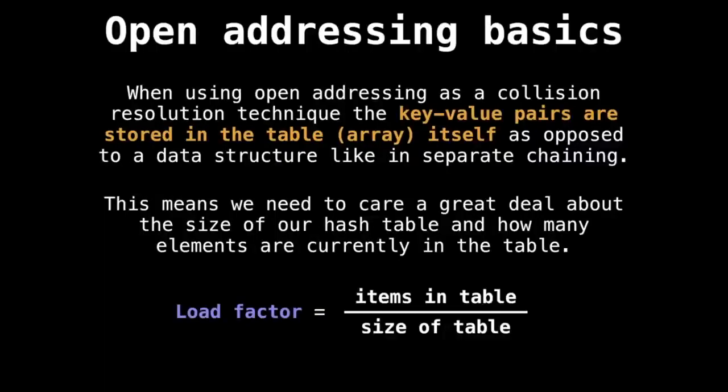So as opposed to, say, an auxiliary data structure like in the separate chaining method we saw in the last video. So this means that we care a great deal about the size of the hash tables and how many elements are currently in the hash table. Because once there are too many elements inside the hash table, well, it's going to be really hard to find an open slot or a position to place our element.